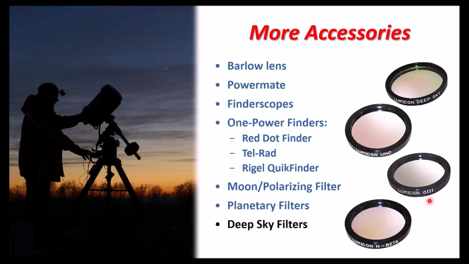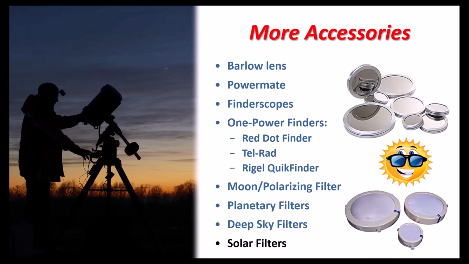O3 filters are specifically for planetary nebulae, and hydrogen beta filters are for really just a handful of deep sky objects. I don't own one. I've tried them, and they really aren't useful for a lot. So they're not terribly common, but by all means, if you want, go ahead and try one.